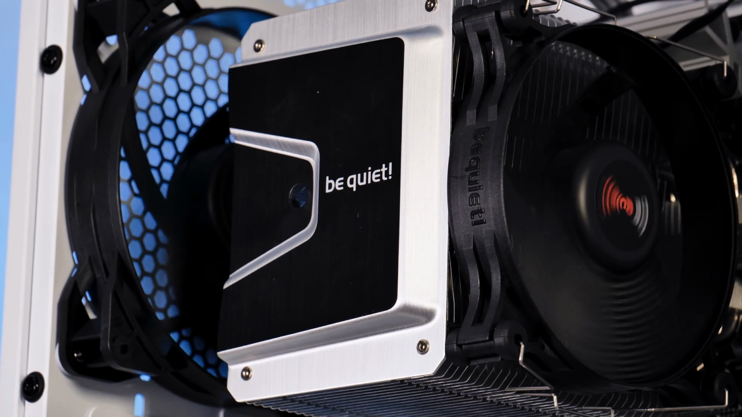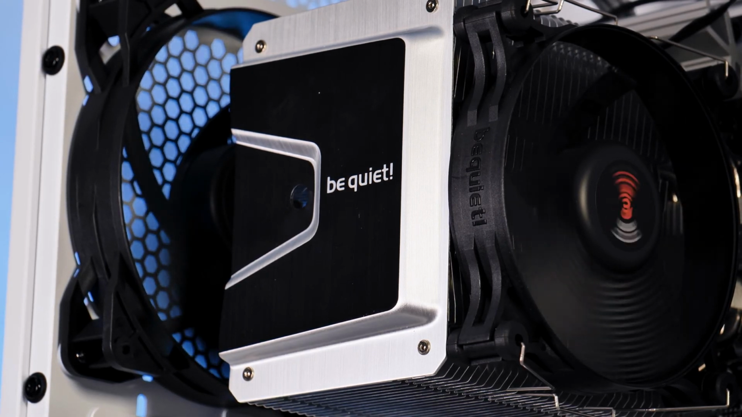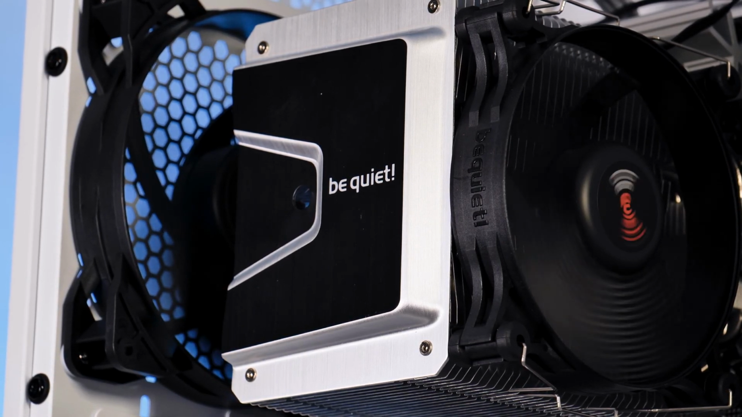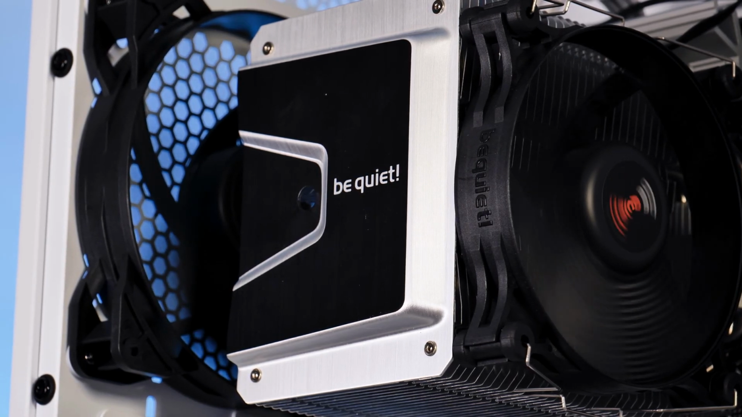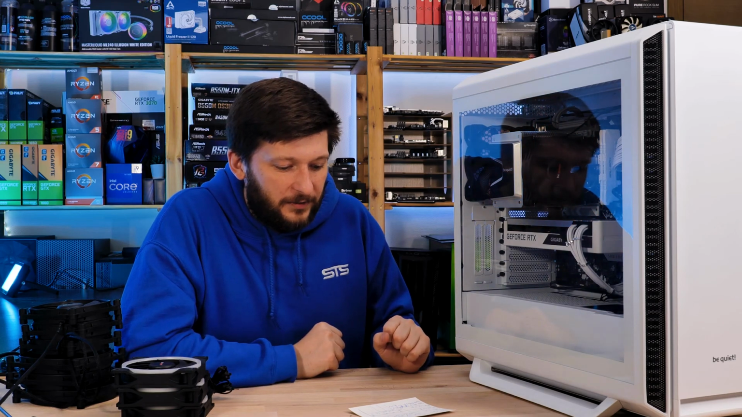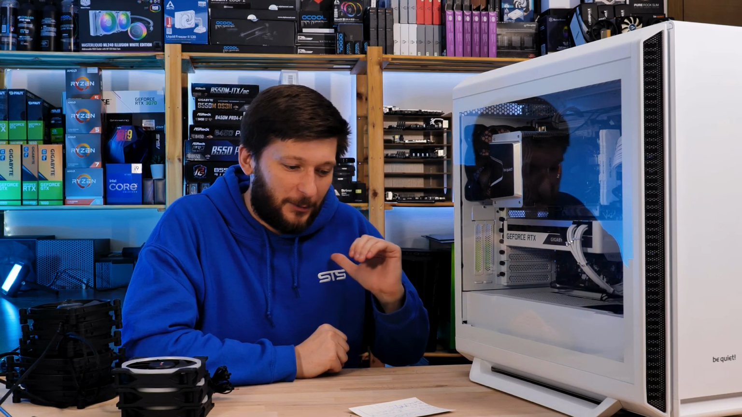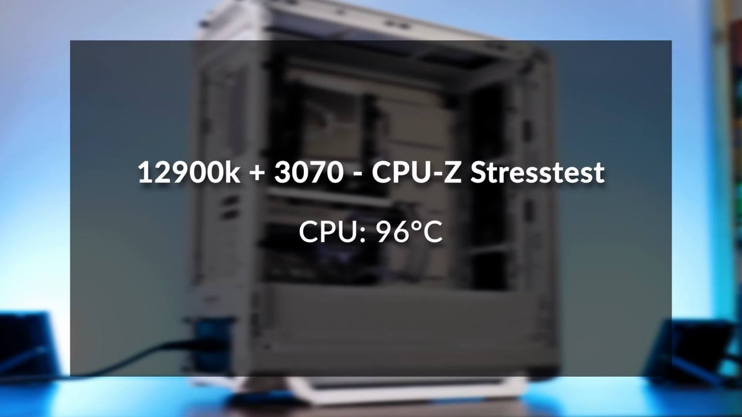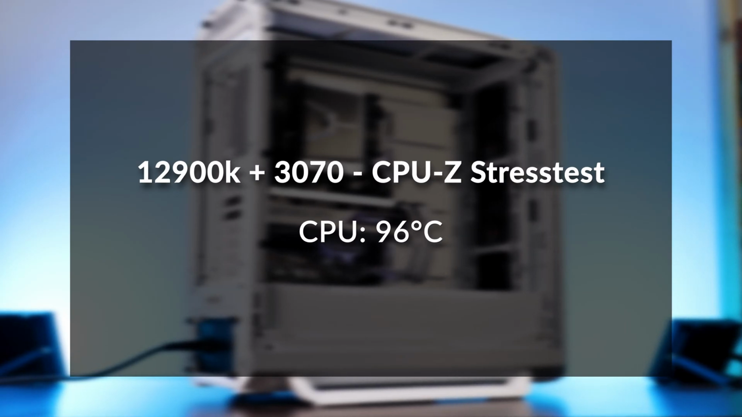On top of all of that, we had the Be Quiet Shadow Rock 3 that is supposed to be cooling the 12900K. What we did find out is that yes, it is cooling it, but it is really just cooling it and nothing more. We have around 94 to 96 degrees C on the package. Let's take the high number, 96.